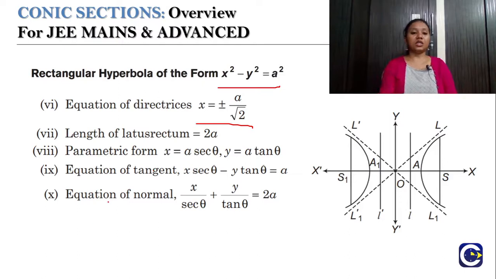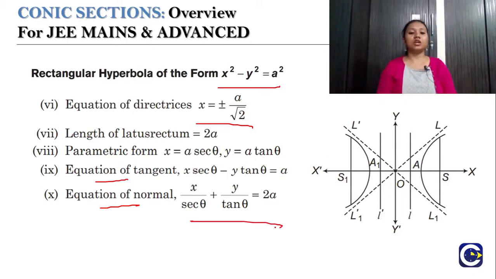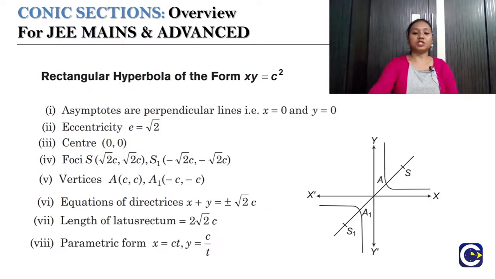And the equations of tangent and normal can also be written here. My equation of tangent in parametric form is x secant theta minus y tan theta is equal to a. And my normal equation in parametric form is given by x by secant theta plus y by tan theta is equal to 2a. So this is my equation of normal.